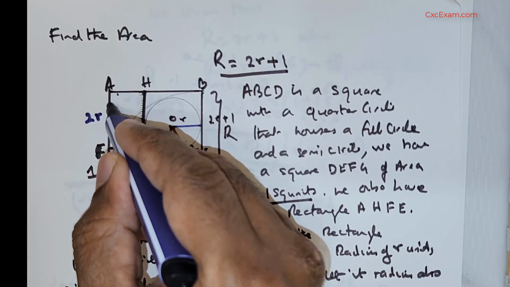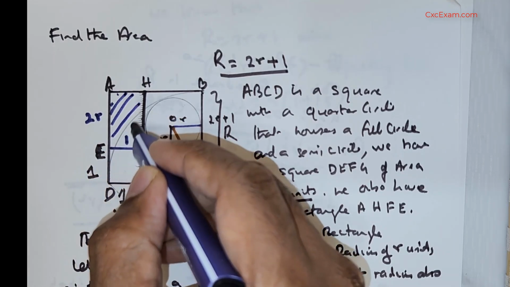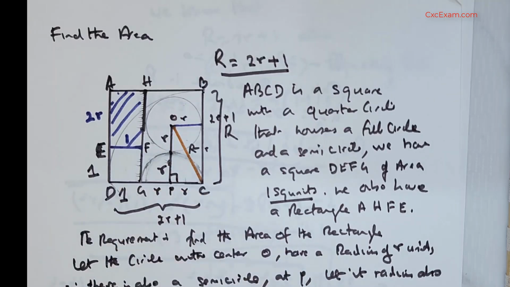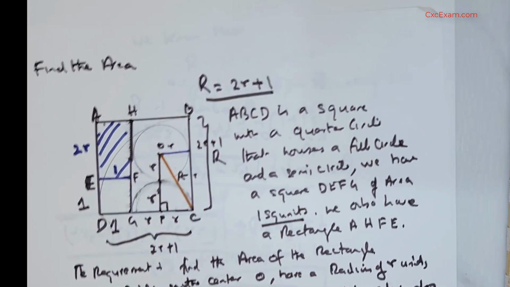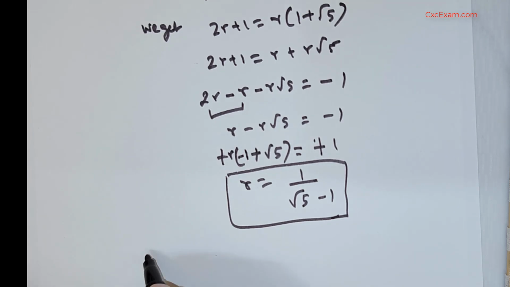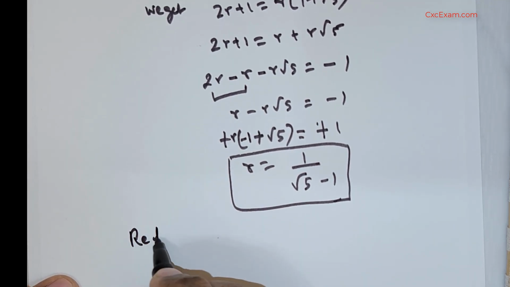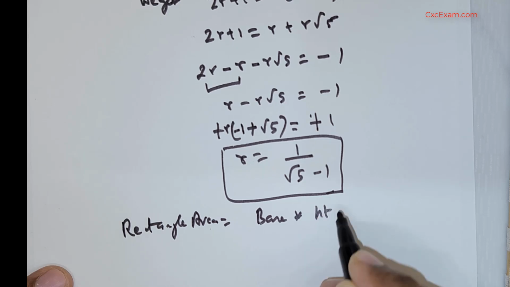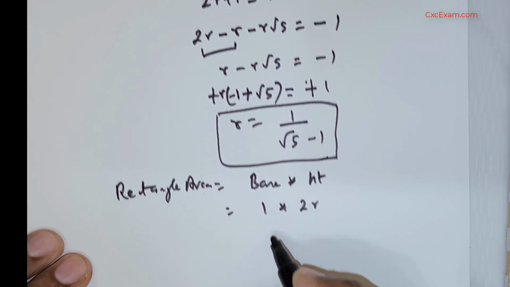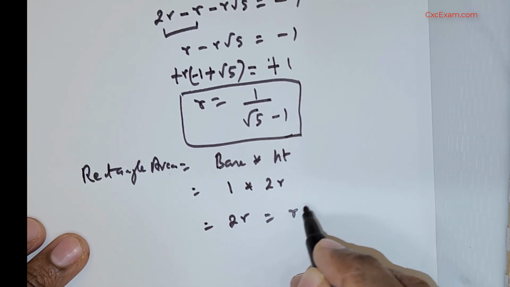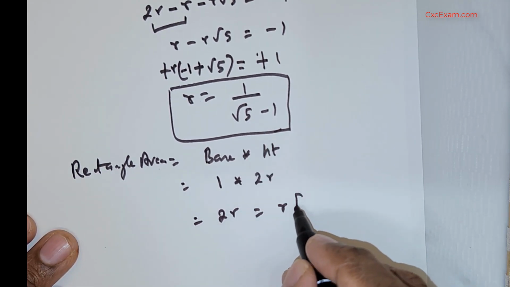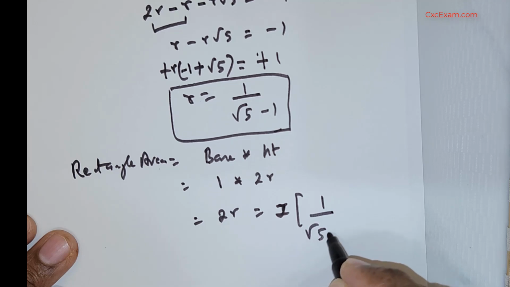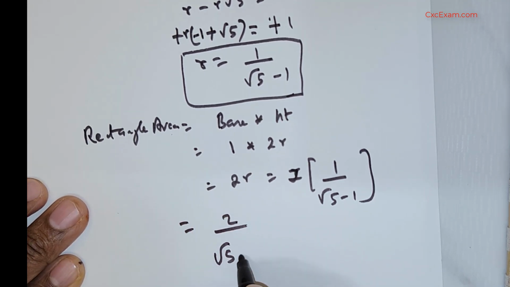So now the requirement is to find the area of the rectangle. So on one side we have 2r, on the other we got 1. So what is the area now? Can you tell me? The rectangle's area is nothing but base multiplied with height. So base is 1 unit, the height is 2r, this is going to be 2 times r, but the value of r is what? 1 over root 5 minus 1. So 2 times r, 1 over root 5 minus 1, which is nothing but 2 over root 5 minus 1.